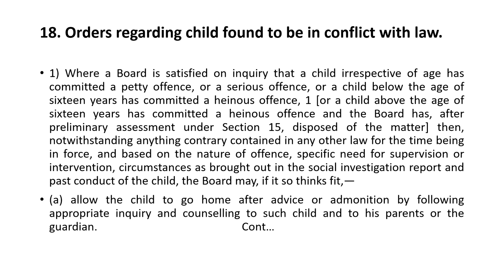Orders regarding a child found to be in conflict with the law. Section 18 subclause 1 says, where a board is satisfied on inquiry that a child, irrespective of age, has committed a petty offence or a serious offence, or a child below the age of 16 years has committed a heinous offence, then notwithstanding anything contrary contained in any other law for the time being in force, it can pass such orders as it thinks fit. First, allow the child to go home after advice or admonition, following appropriate inquiry and counselling to such child and to his parents or the guardian. It can simply admonish or advise the child. If the child has shown remorse for his mistake, the JJB can, after counselling, dispose of the matter of the child.